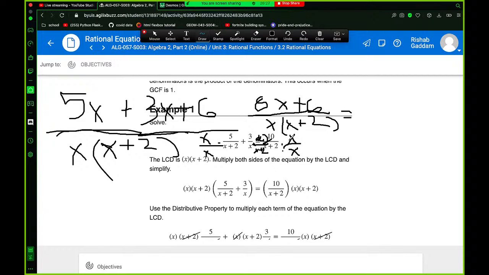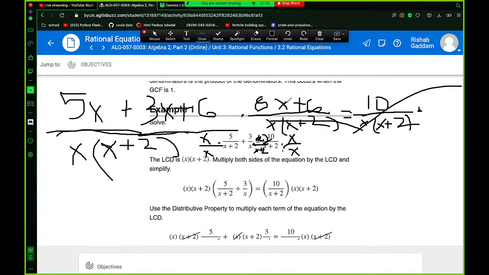So we have to do 10 times x, that's 10x, divided by x times x plus 2, and now we can solve this equation. Since these have common denominators, we can just multiply this common denominator to both sides, and that'll effectively cancel this out.